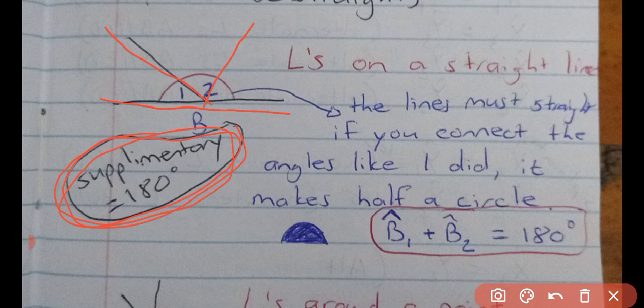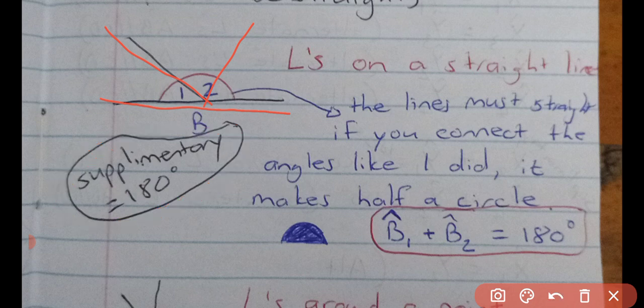To know if it's angles on a straight line, you take these angles and connect them like that, there and there, and then this is a half circle. If this is a half circle, then it's angles on a straight line.